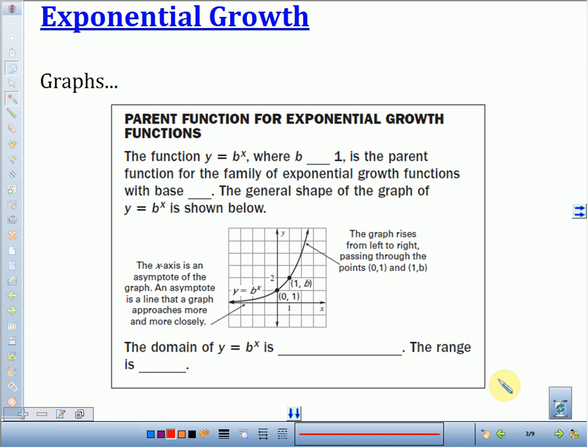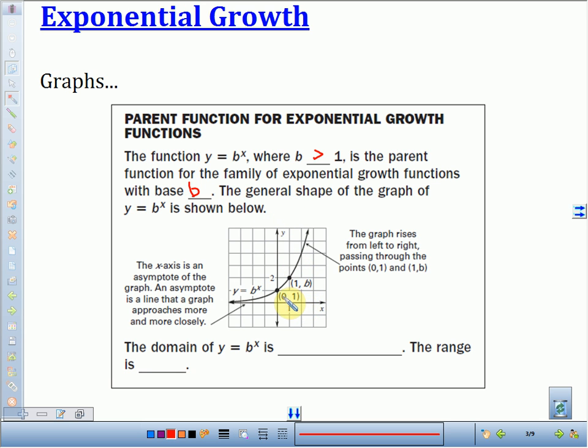Now, when we're dealing with the parent function, which would be y equals b to the x, where b is any number bigger than 1, right? So b has to be bigger than 1. The parent function would look like this. Now you can see the base in this case is b. Whatever b happens to be, that's referred to as the base. So the shape that we get is kind of this curvy line. And a couple of things are happening here.